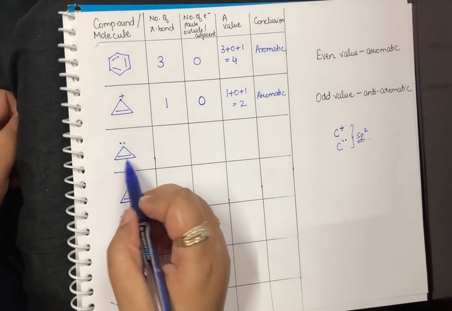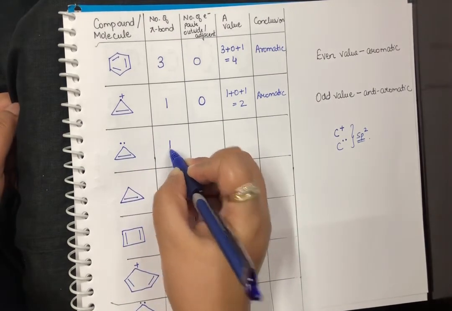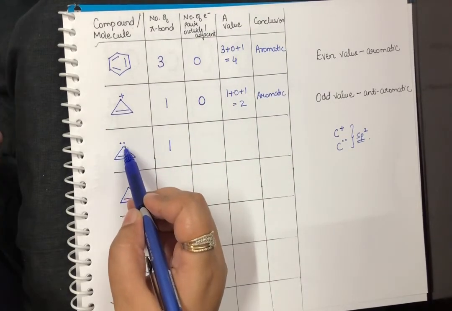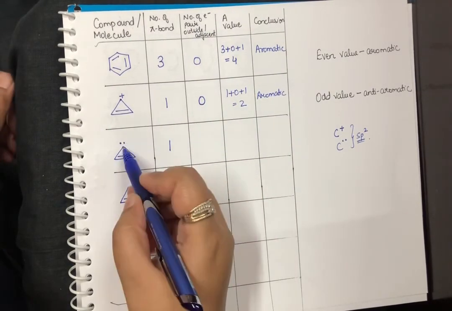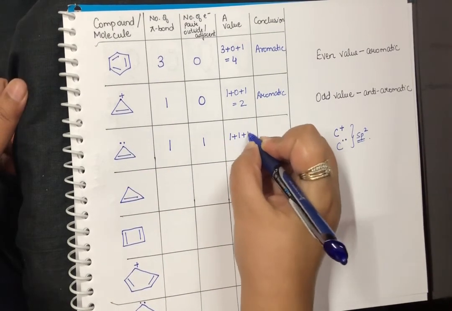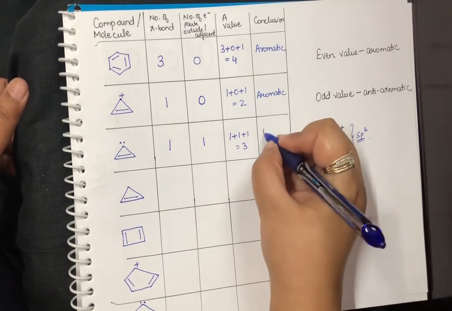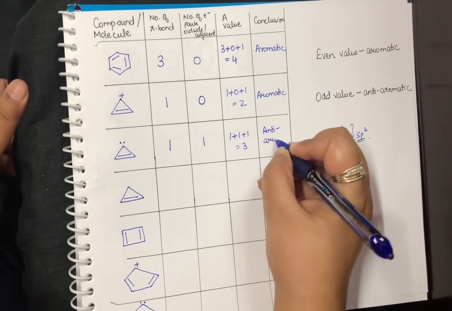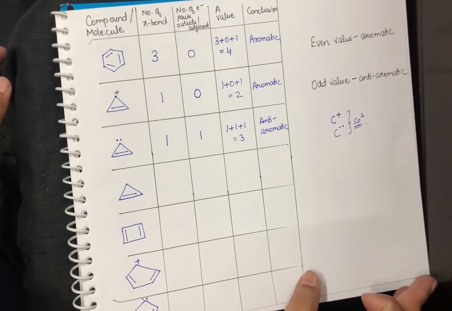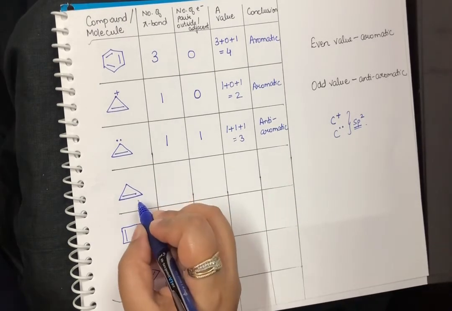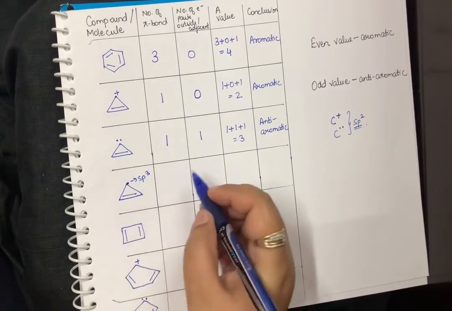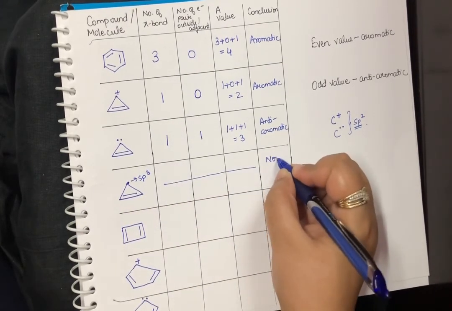Similarly, if I am talking about a compound like this, the number of pi bonds is 1 and the number of electron pairs outside. How many electrons are there? There are 2, so there is 1 pair just outside the ring on this carbon. So I will write it as 1. So the a value will be 1 plus 1 plus 1, which is 3, and it is odd, so it is going to be anti-aromatic. I hope the trick that I am explaining is clearly understandable. Now when I talk about a compound like this, this carbon is sp3, right? So you will not have anything, this is non-aromatic.